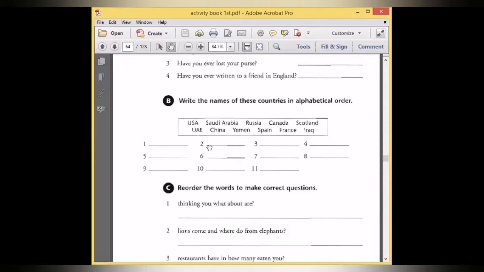So now number 3, what is number 3? Awab says it's France. So Canada, China, France. Now number 4. Which one is number 4? Iraq. Yes, Abdulaziz. Iraq is number 4. And which one should be put as number 5? Yes, Russia is number 5. Exactly. Russia number 5, Abdulaziz.